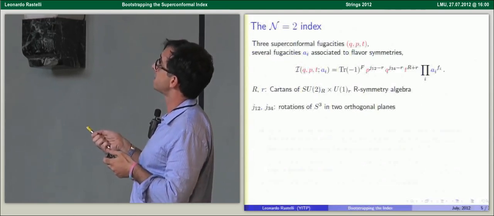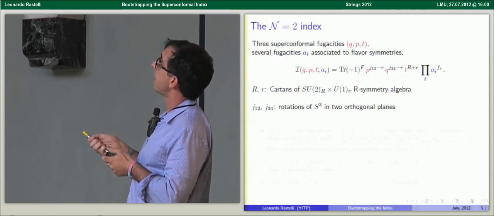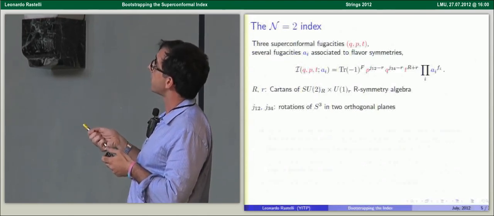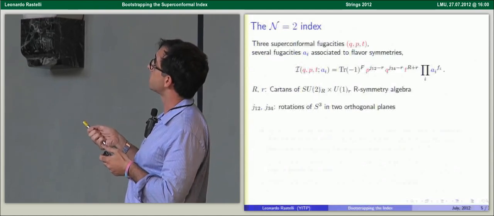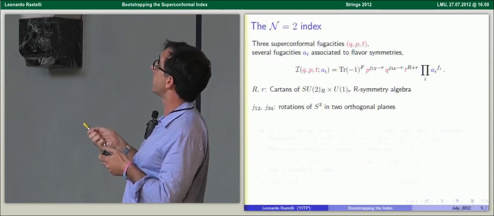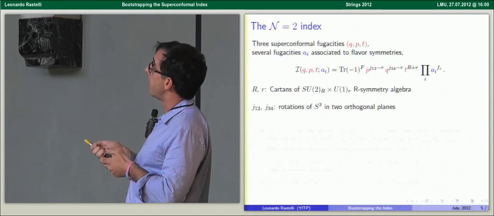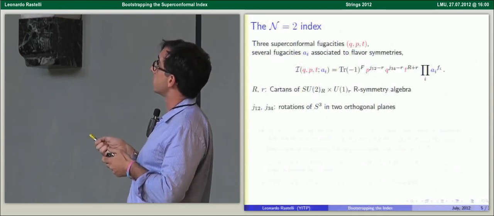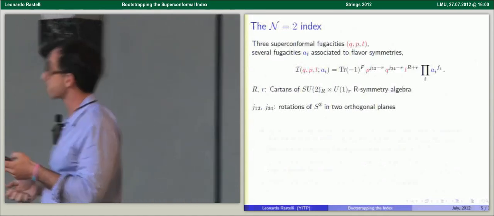So in particular, p essentially counts the spin around a direction, and q the spin in an orthogonal direction, and little r and big R are the generators of the Cartan generator of the R symmetry.